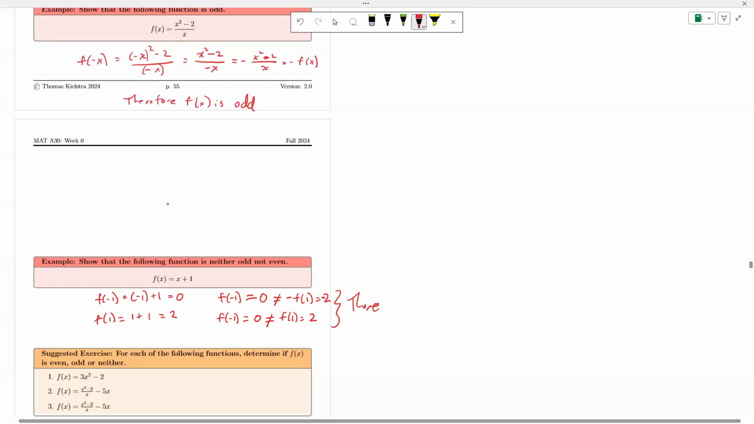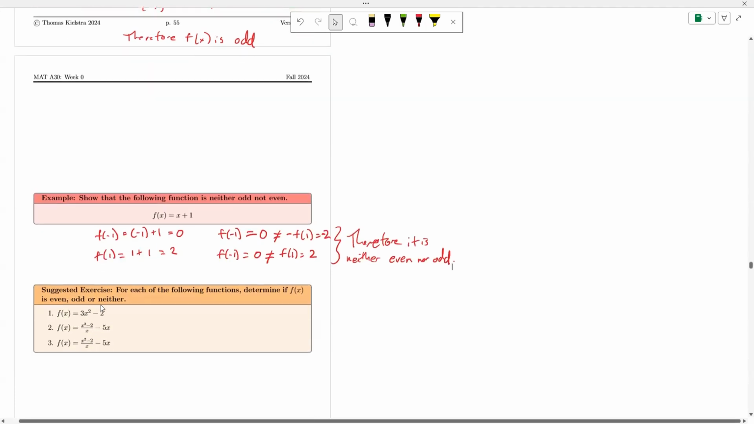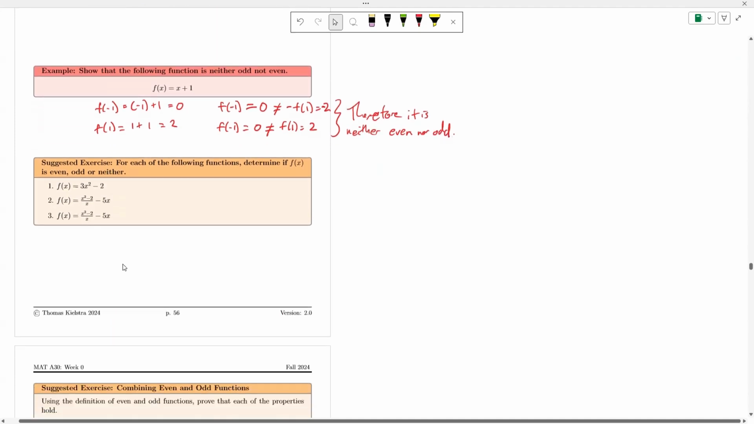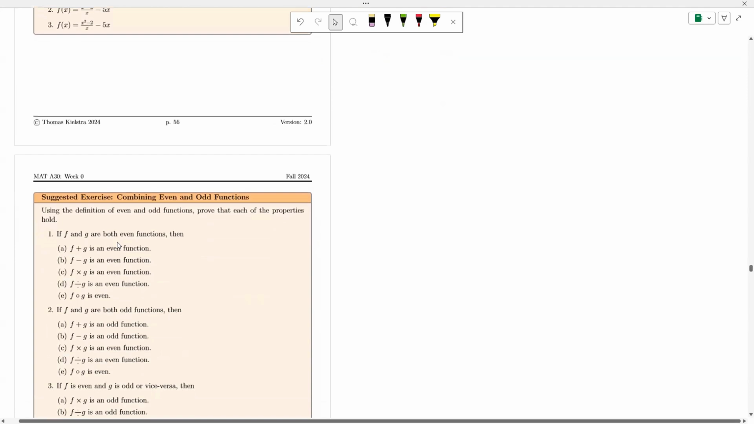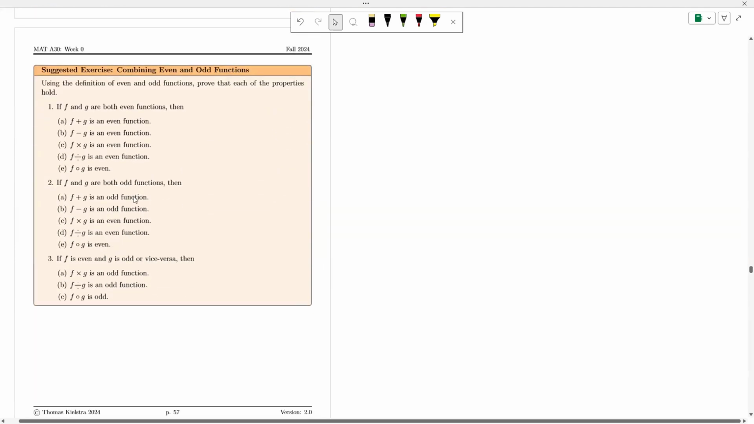Therefore, it is neither even nor odd. And as practice, I highly encourage you to work through these functions. Determine whether or not they're even or odd or neither. And as extra practice, use the definition of even and odd functions to prove each of these properties hold.